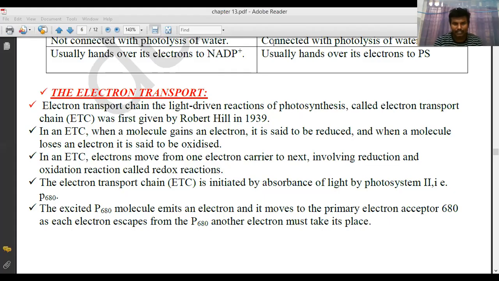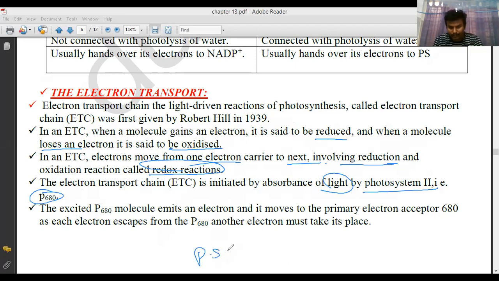See, in an electron carrier, gaining an electron is said to be reduced, and losing an electron is oxidized. Like that, every molecule is reduced or oxidized. In the electron transport chain, electrons move from one electron carrier to the next, involving reduction and oxidation reactions. Therefore, those are called redox reactions. The electron transport chain is initiated by absorbance of light by photosystem 2, that is P680.